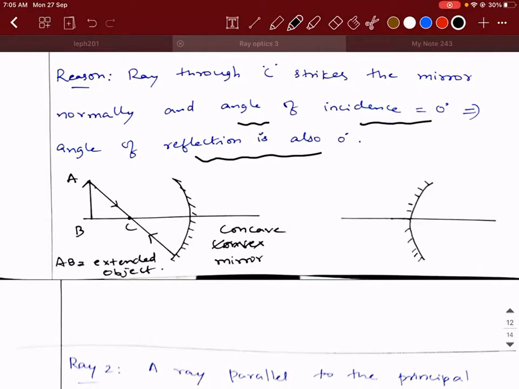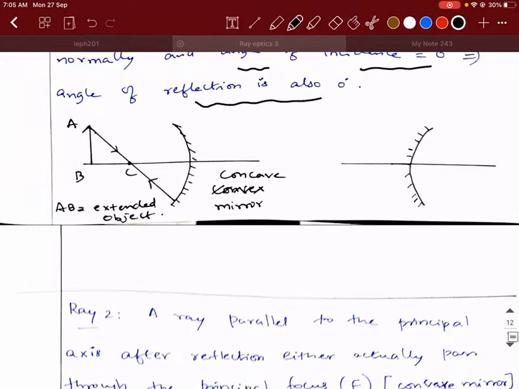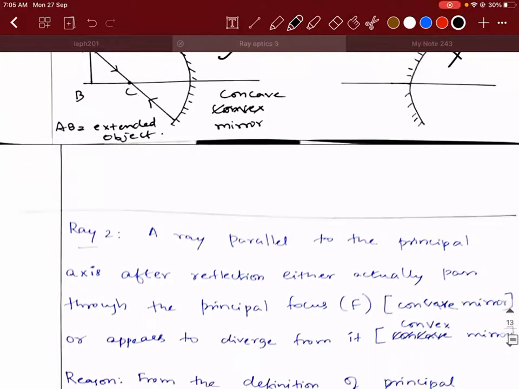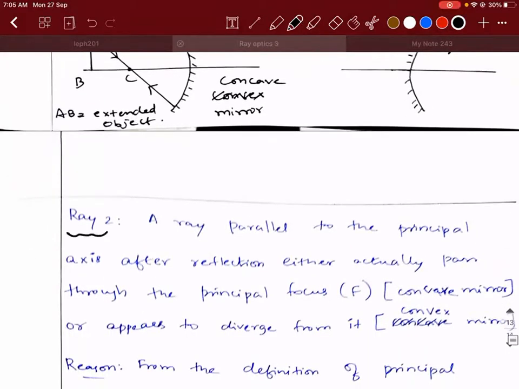This is with respect to the concave mirror. The same is the case with respect to convex also. Here I've drawn a wrong diagram. Second, if you take a ray parallel to the principal axis, what will happen? A ray considered parallel to the principal axis after reflection will pass through a point on the principal axis. What is that called?